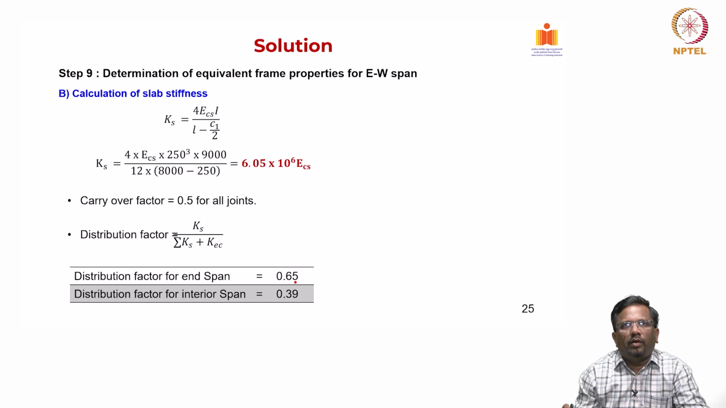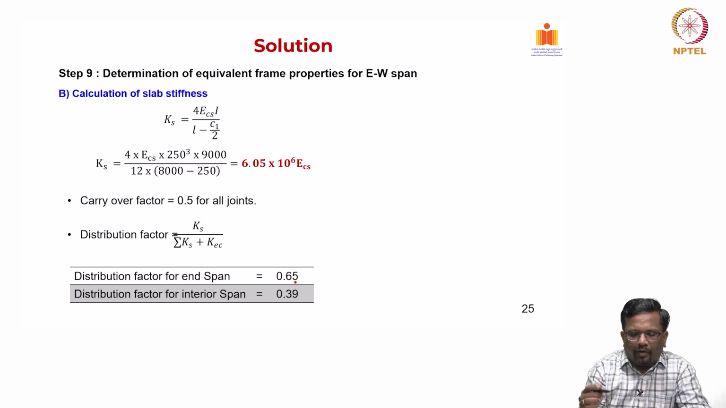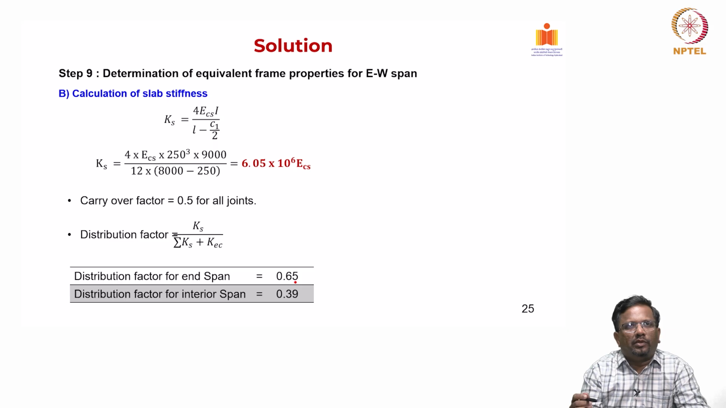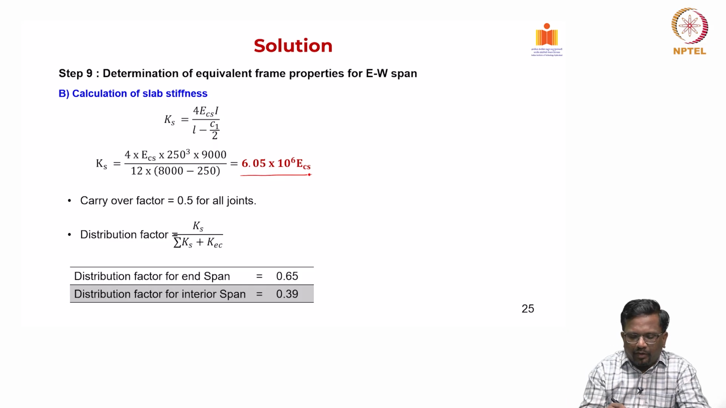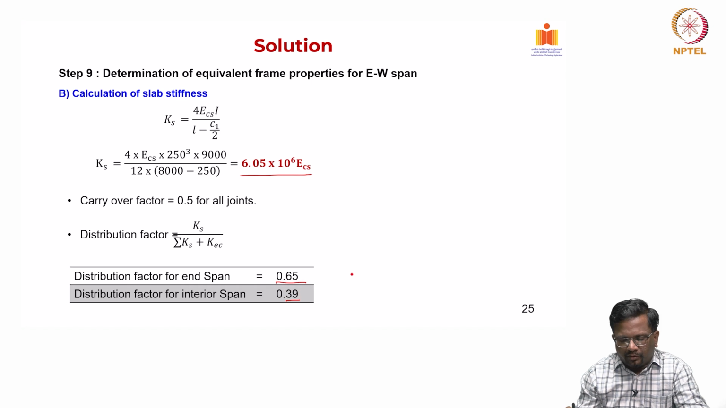right. Now that you have got the column equivalent stiffness, the slab stiffness is again the same, 4 EI by L, with L minus C1 by 2. If you substitute that, you get 6.05 into 10 to the power of 6 ECS. Now, we got all the parameters, then I can find the distribution factor as 0.65 and 0.39. This one is for the end span, another one is for the interior span.